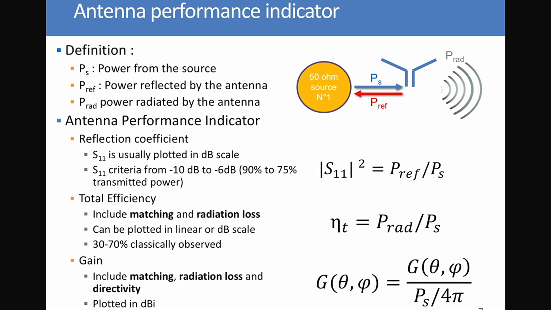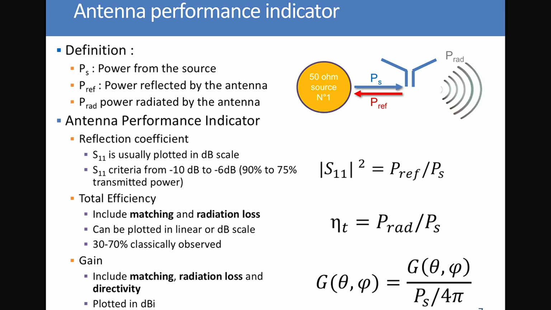The second important parameter is total efficiency. What is total efficiency? It's really the efficiency of your antenna. It's the ratio between the useful power, the radiated power, and the power you send from your source. So it includes then the matching losses and also the radiation losses. And it can be plotted in linear or dB scale. And usually we expect to have something between 30 to 70% of total efficiency.